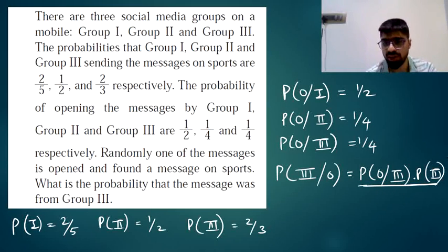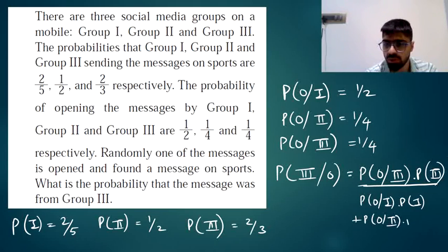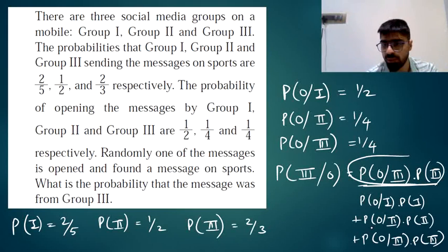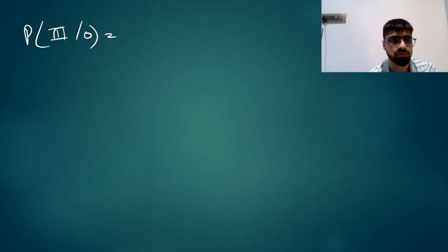P of the message getting opened, that will be P of O intersection 1 plus P of O intersection 2 plus P of O intersection 3. That will be P of O given 1 into P of 1 plus P of O given 2 into P of 2 plus P of O given 3 into P of 3. Okay, so we continue writing those numbers but on a new page. So P of 3 given O, that will be the numerator containing P of O given 3 into P of 3, that's 1 by 4 into 2 by 3. So we get 1 by 4 into 2 by 3.